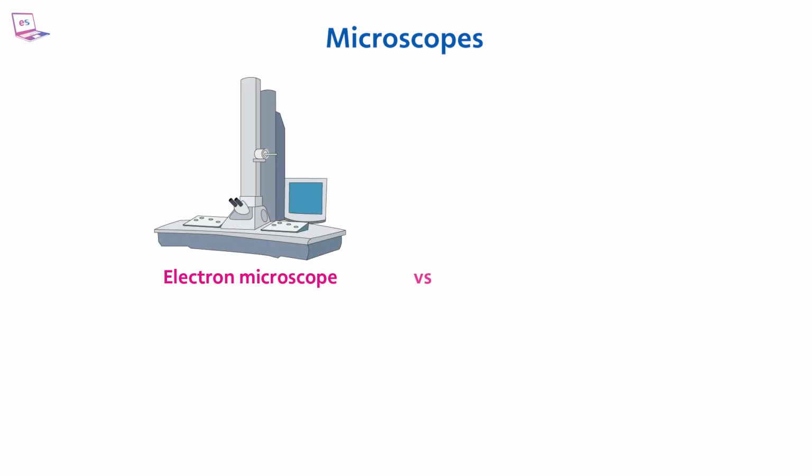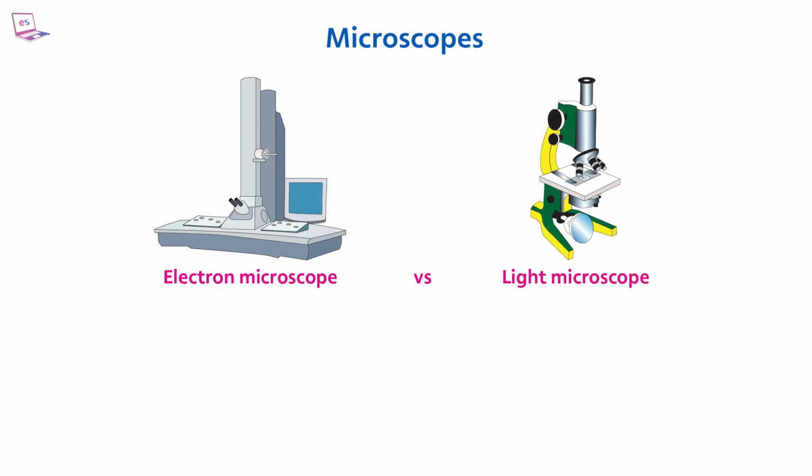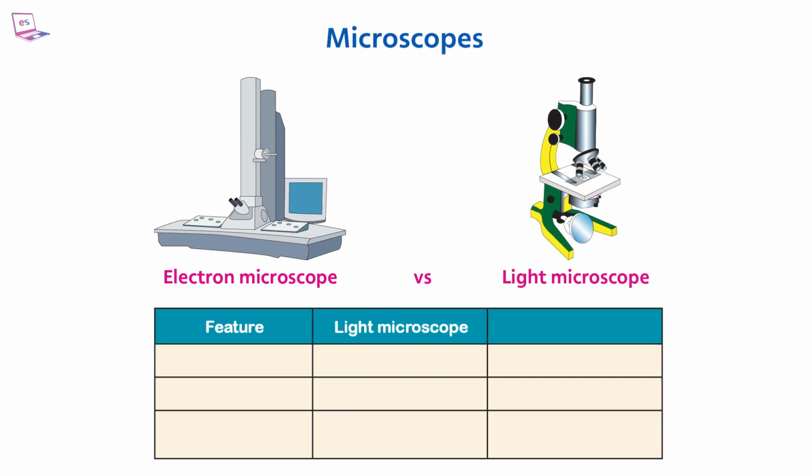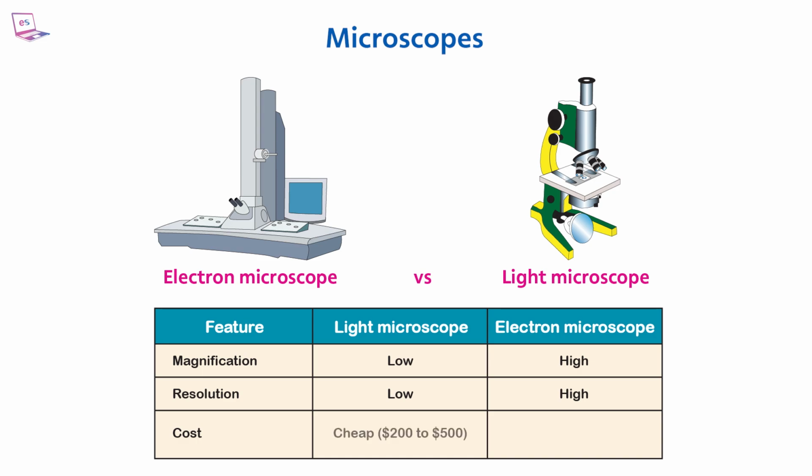Electron microscope versus light microscope. Feature: light microscope, electron microscope. Magnification: low, high. Resolution: low, high. Cost: cheap, $200 to $500. Expensive, $70,000 to $1 million.